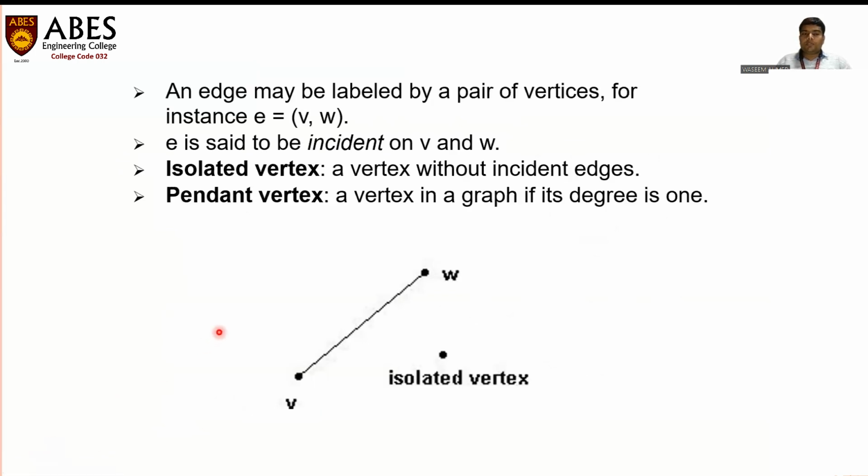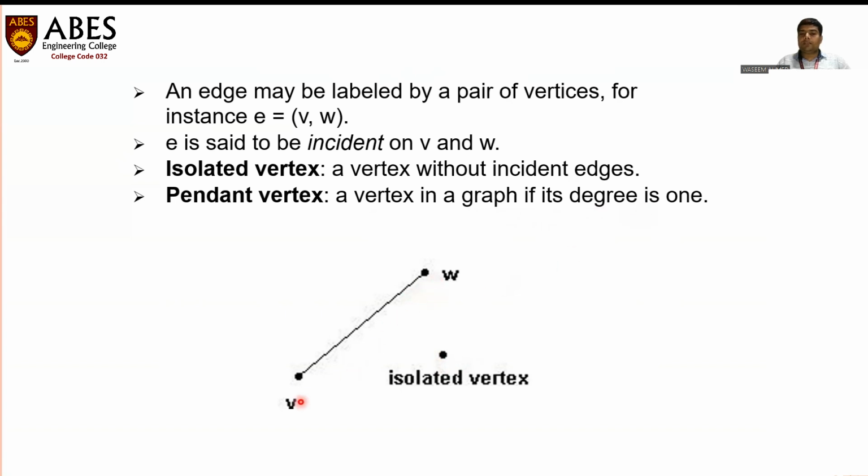Next, we have the definition of edge. The edge may be labeled by a pair of vertices, for instance, E combination of V, comma W. So we can say an edge is incident between two vertices, here V and W. An edge we can denote with the symbol small e. Isolated vertex: a vertex without incident edges. If on a particular vertex there are no edges incident on it, we will call it an isolated vertex. Pendant vertex: a vertex in a graph whose degree is 1.